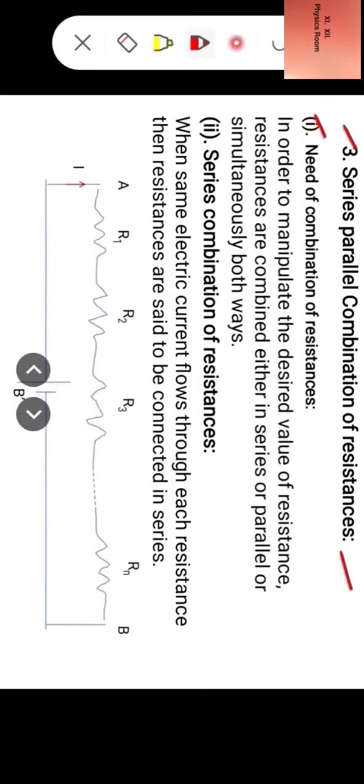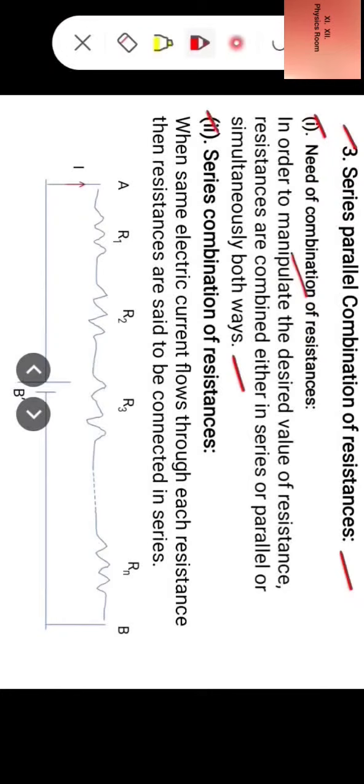First, need of combination of resistances. That is why we need combination of resistances. In order to manipulate the desired value of resistance, resistances are combined either in series or parallel combination or simultaneously in both ways.